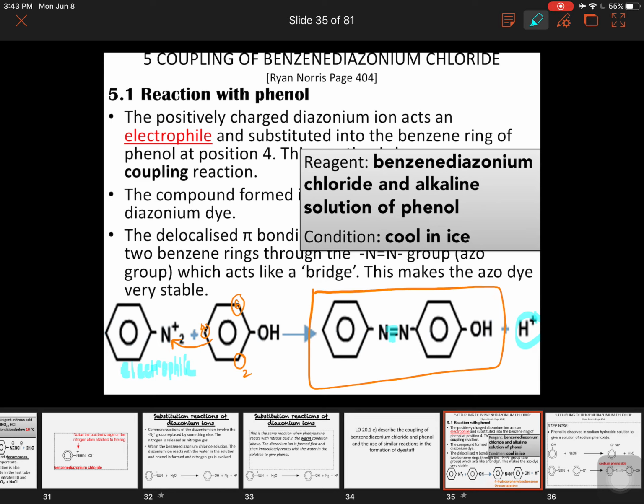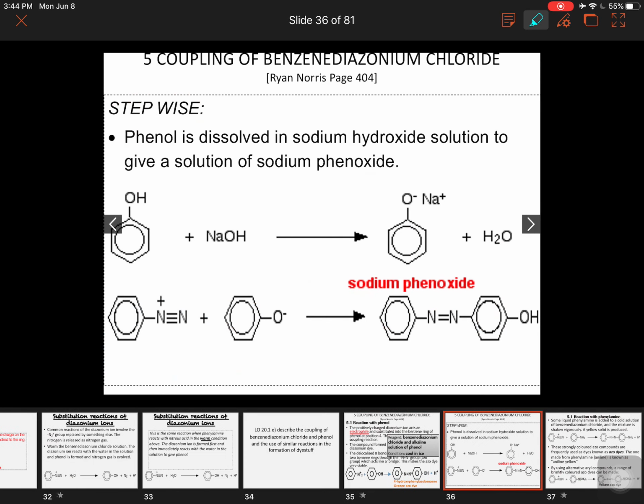Now for this reaction, you need benzene diazonium chloride, you need phenol, that's your reagent, but your phenol must be in alkaline solution, and the condition must of course be cold, in ice. If you don't have a cold condition, then you would not have this benzene diazonium ion in the first place, because it will decompose quickly. So the name of the product is 4-hydroxyphenylazobenzene.